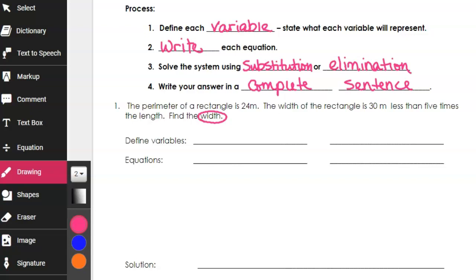In fact, because I'm supposed to write my answer in a complete sentence, I'm going to go down to the line where it says solution. And since I'm finding the width, I'm going to go ahead and write "the width is," and then that way I know what I'm finding and I can just fill in my answer.